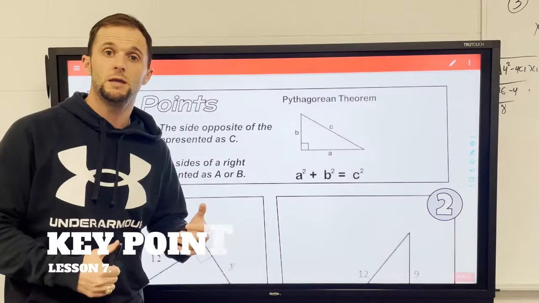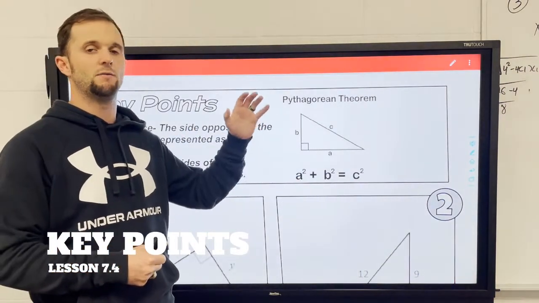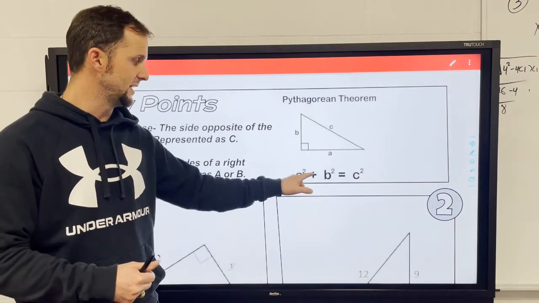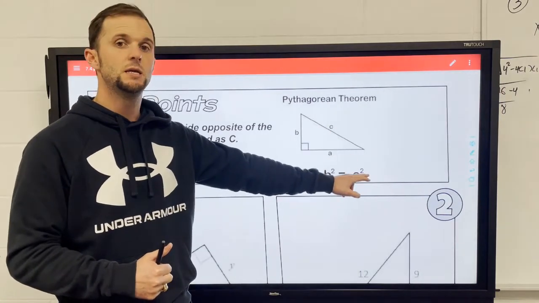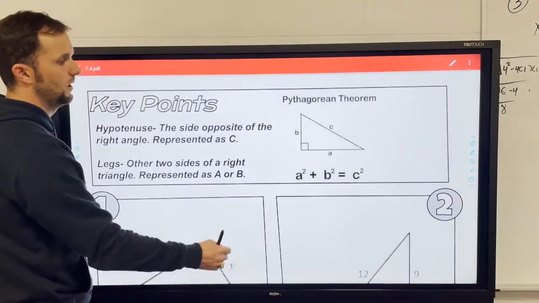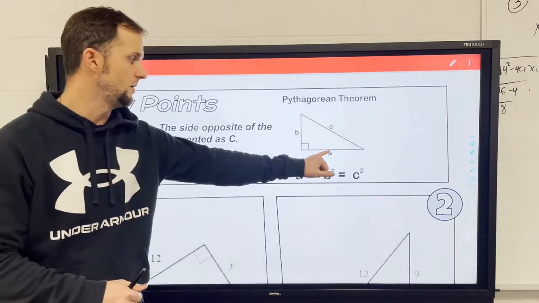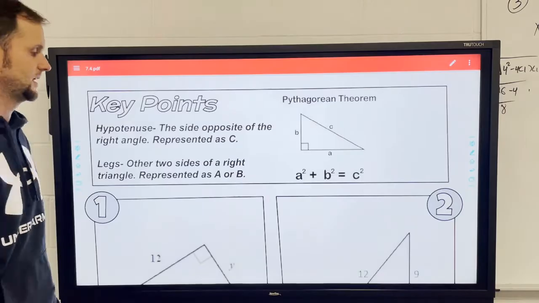The first thing we're going to look at are my key points. Again, we're going back to the Pythagorean theorem. Anytime you have a right triangle, I know that if I square my two legs and add them together, it is always going to be equal to my third side, which is my hypotenuse, c squared. The hypotenuse is opposite of my 90-degree angle, and my two legs are the other two measurements. So today we're going to be finding either a or b. Let's jump into my examples, and I'll show you how this works.